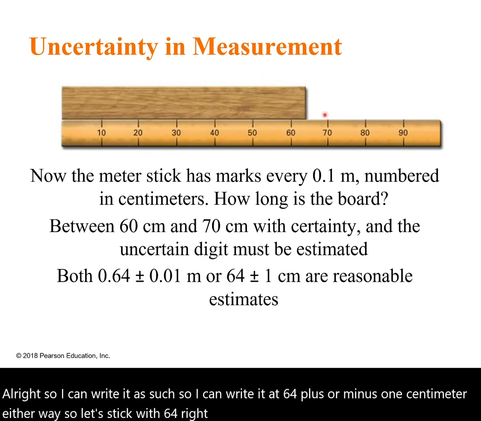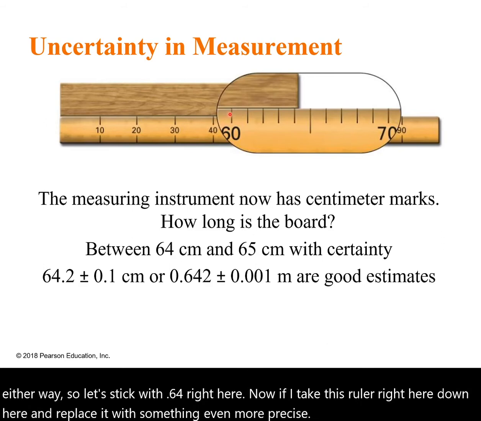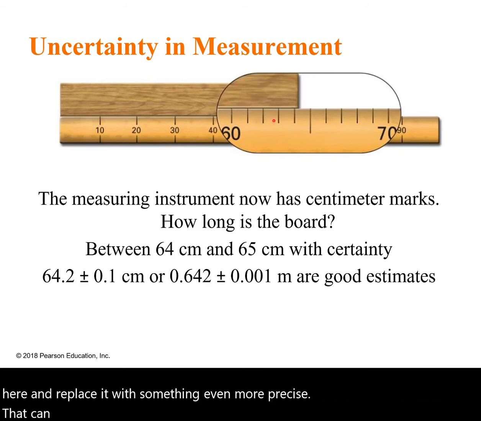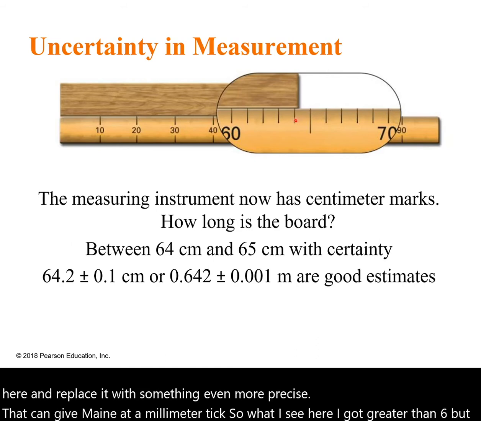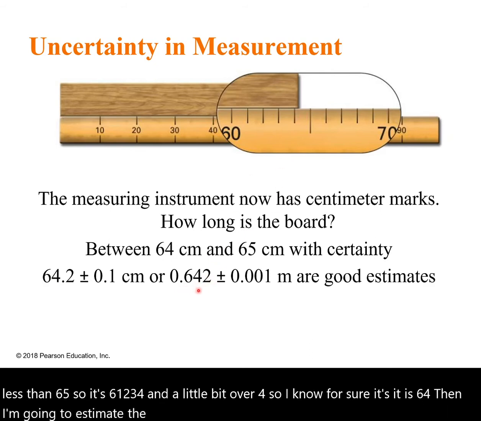Now, if I take this ruler right here and replace it with something even more precise, that can give me a millimeter tick. So what I see here, I got greater than 0.6, but less than 0.65. So it's 0.6, 1, 2, 3, 4, and a little bit over 4. So I know for sure it is 0.64. Then I'm going to estimate the last digit, and that will be 0.642 of a meter.